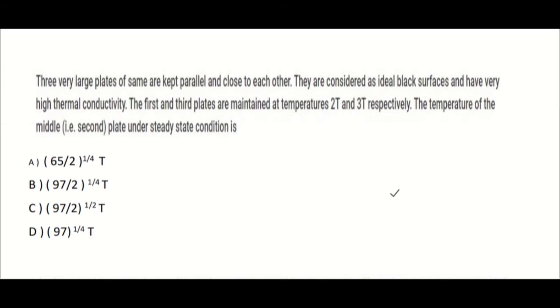Three large plates of the same area are kept parallel and close to each other. They are considered as ideal black surfaces and have very high thermal conductivity. The first and third plates are maintained at temperatures of 2T and 3T respectively. Find the temperature of the middle plate under steady state condition.